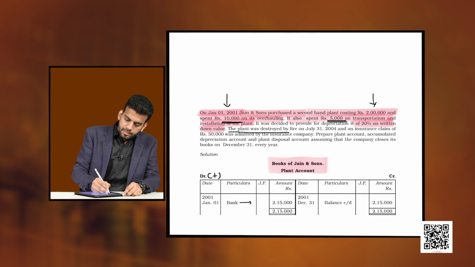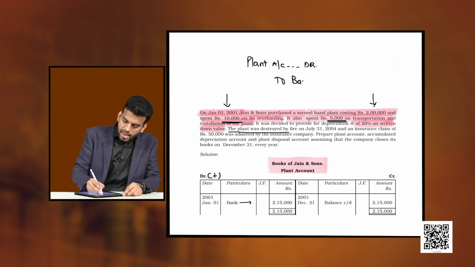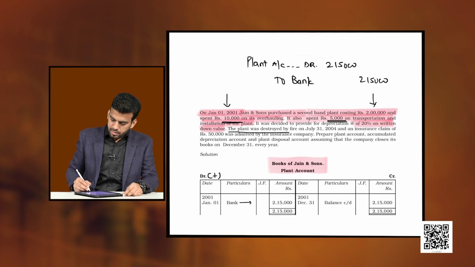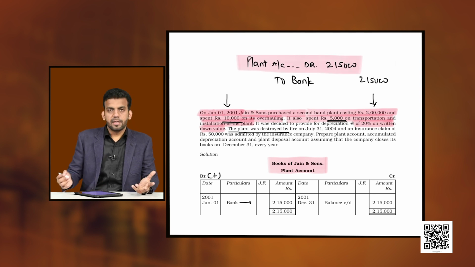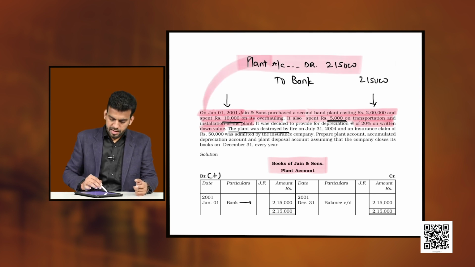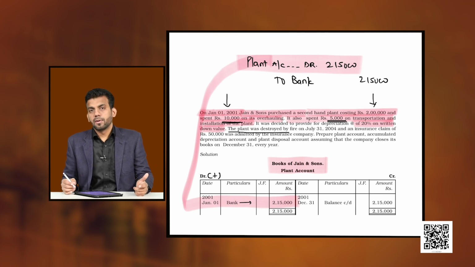If I see the journal entry to buy plant, that is plant account debit to bank, 215,000, and we are doing nothing but ledger. Plant account is debited, and here we have debited the plant account by writing bank account. Is it clear, students?